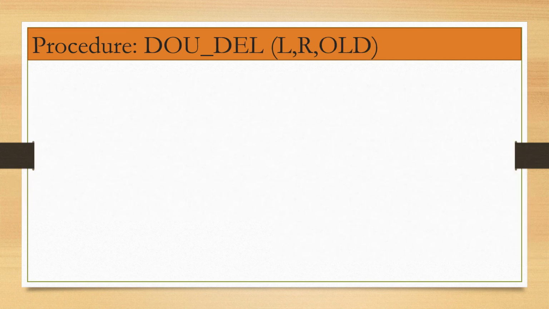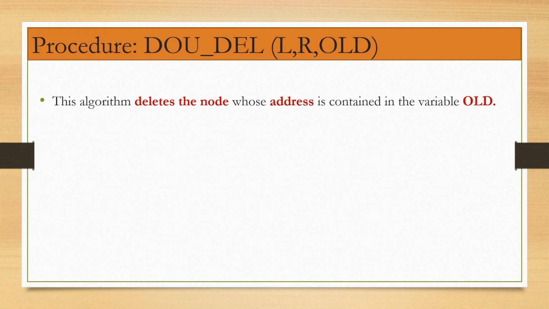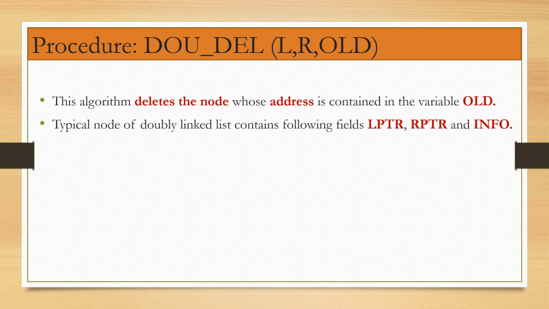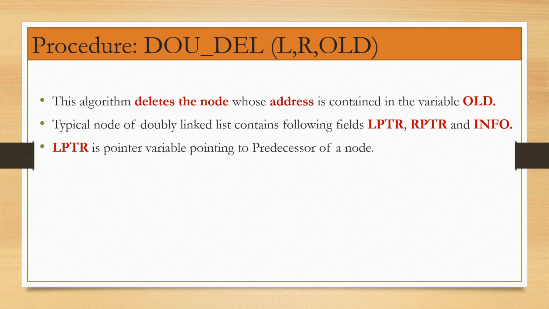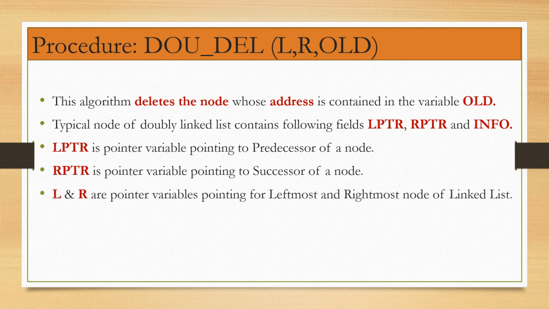Now the next algorithm is delete node from doubly linked list. This algorithm deletes the node whose address is contained in the variable old. A typical node of doubly linked list contains the following fields: left pointer, right pointer and info. Left pointer is a pointer variable pointing to the predecessor of the node. Right pointer is a pointer variable pointing to the successor of a node. L and R are pointer variables pointing to the leftmost and rightmost node of the linked list.